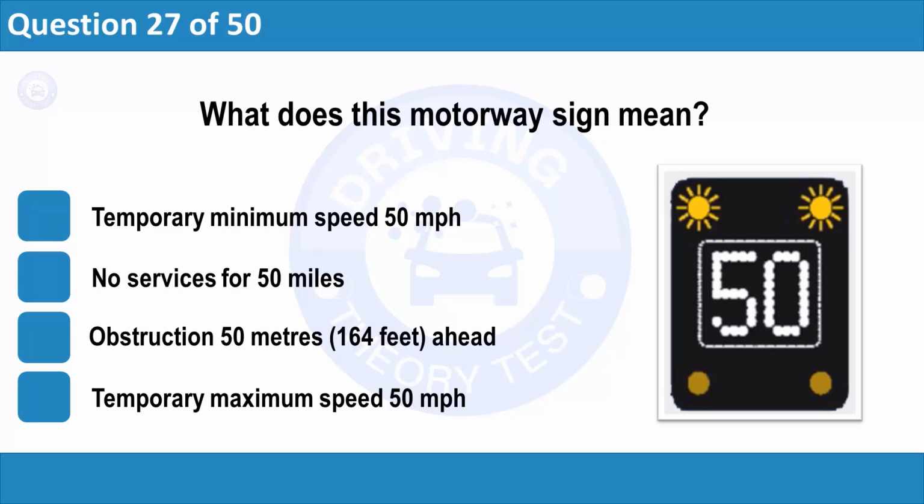What does this motorway sign mean? Temporary minimum speed 50 miles per hour. No services for 50 miles. Obstruction 50 metres, 164 feet, ahead. Temporary maximum speed 50 miles per hour.